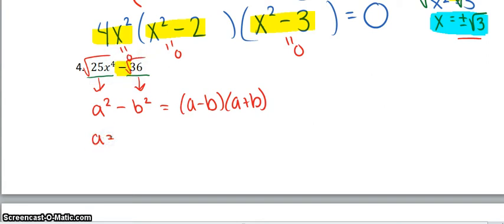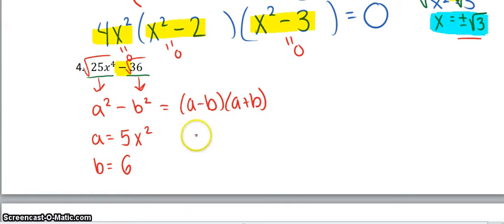So starting with a, the square root of 25 is 5. What's the square root of x to the fourth then? Well, it's really just what times itself is going to give you x to the fourth. That's going to be x squared. Now b, we need to take the square root of 36, which should be the easy part, is going to be just 6. So using our a and b, we're going to rewrite this.